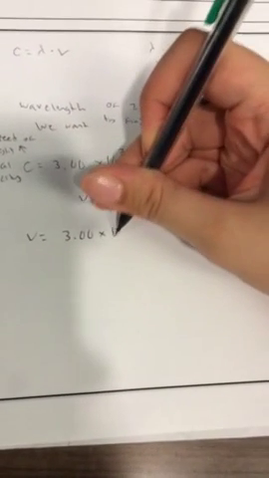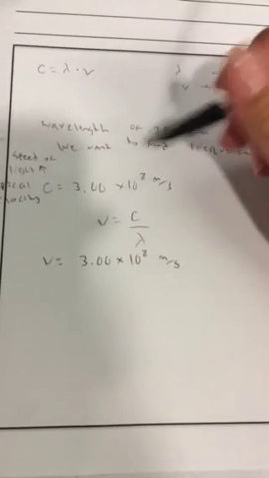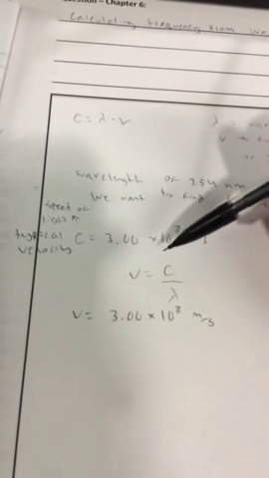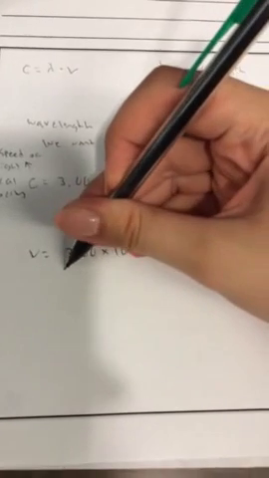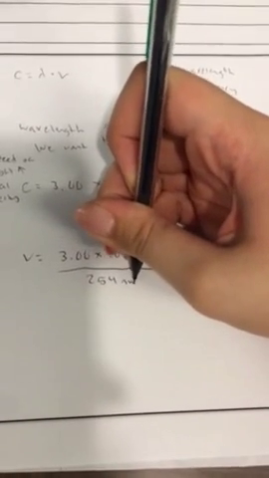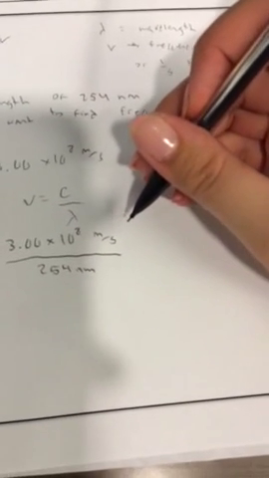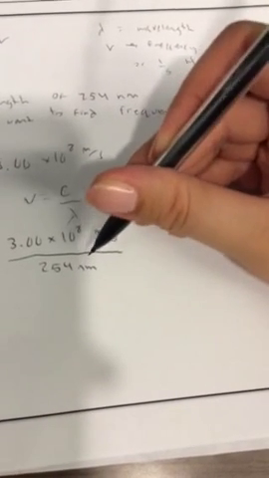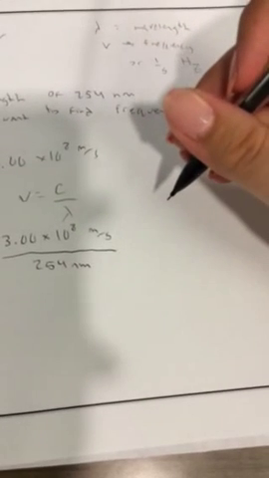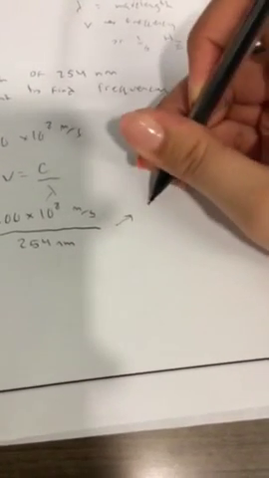So V equals 3 times 10 to the 8th meters per second. And that's because that's what C was up here, the typical velocity. And we're going to divide that by 254 nanometers. But there's a problem. This is nanometers and this is meters per second. We need to convert this to meters. And the easiest way to do that is to turn it into exponential form.